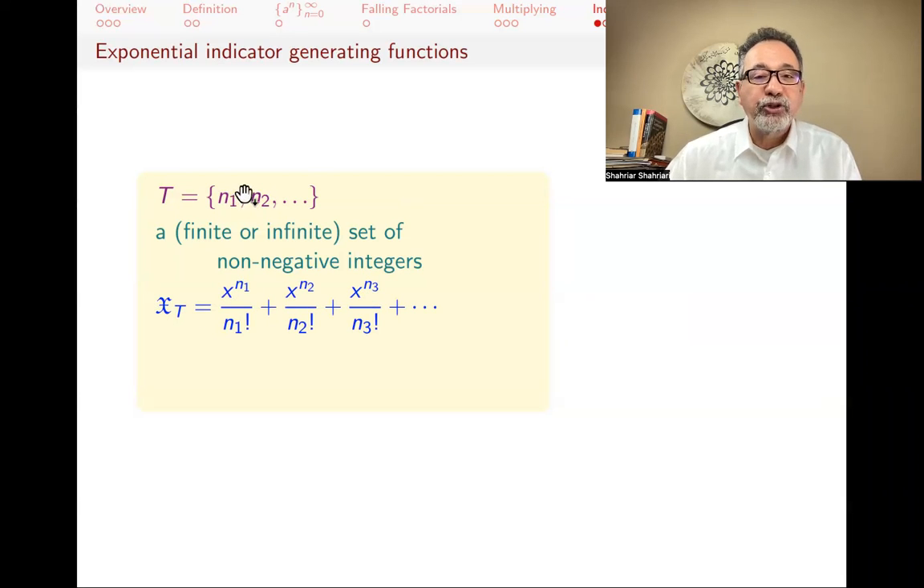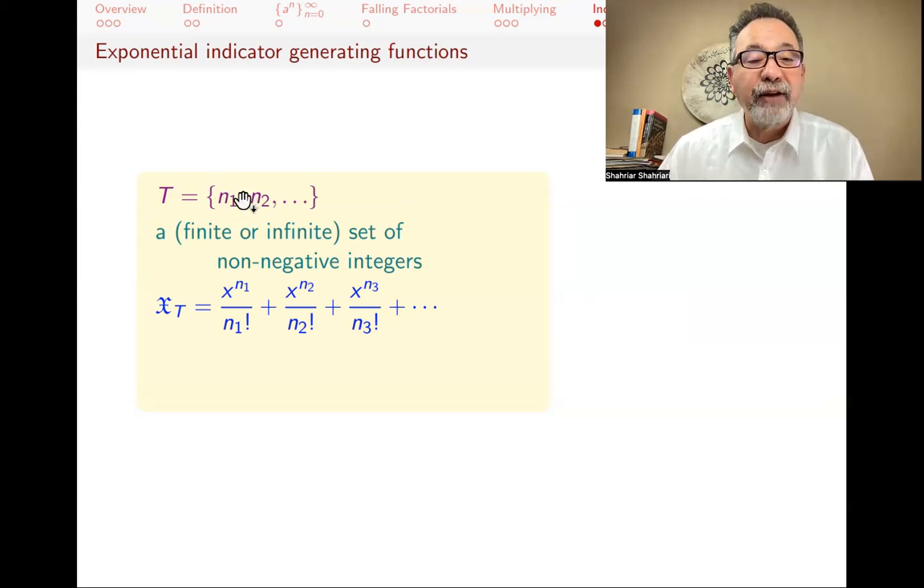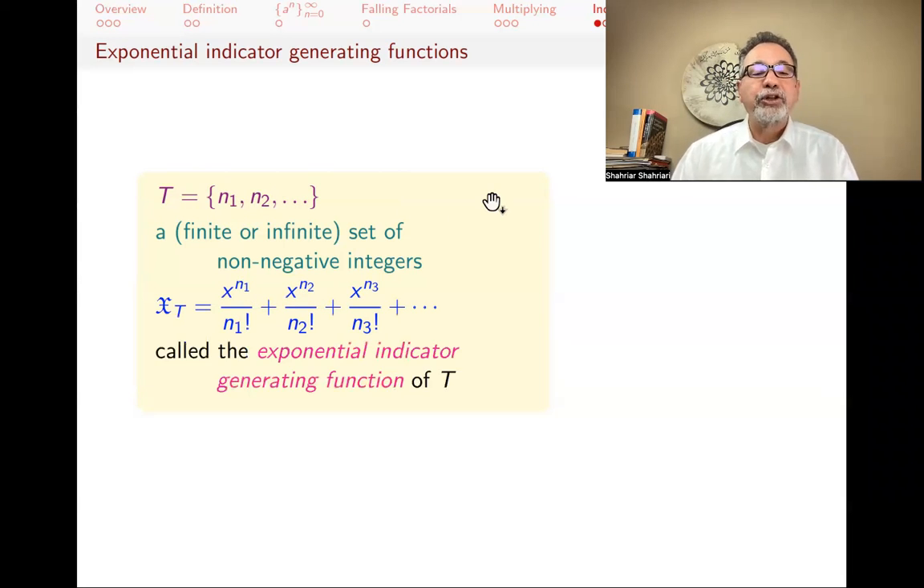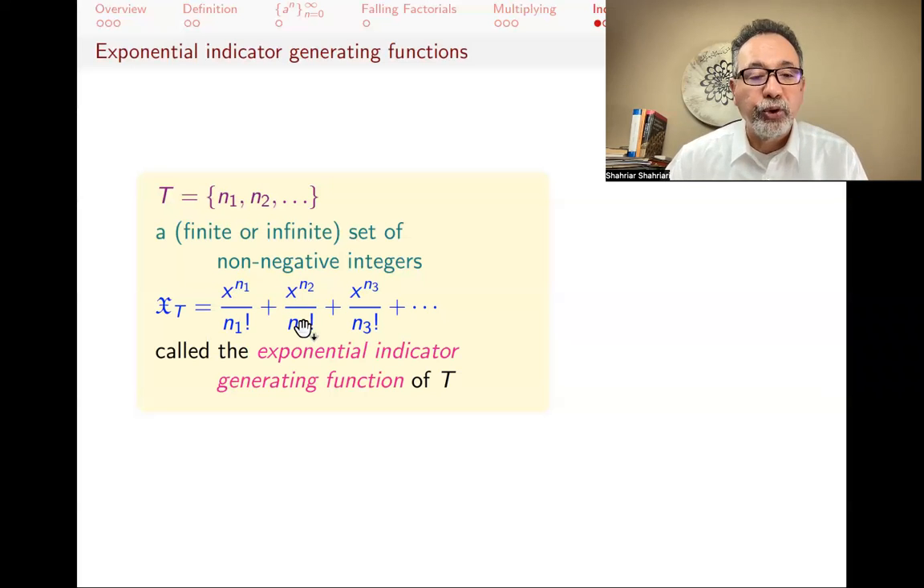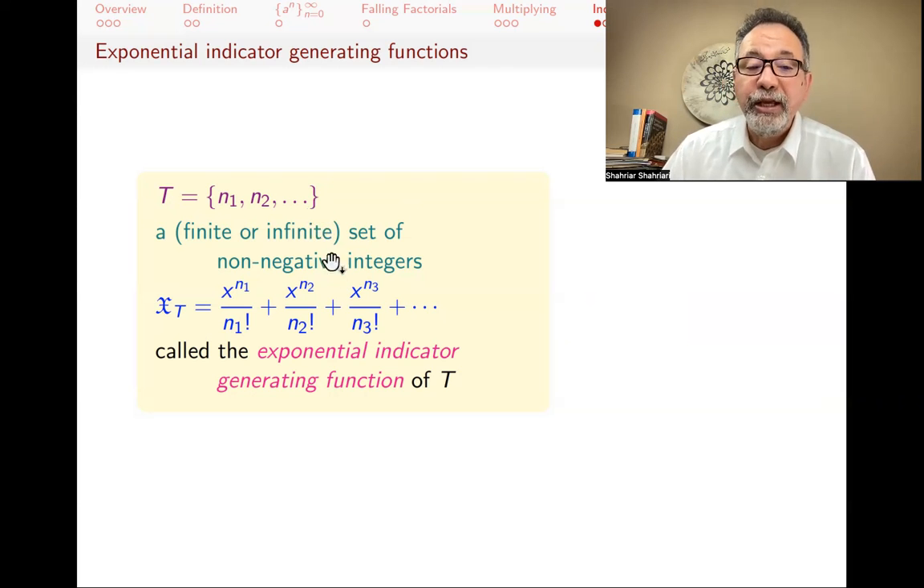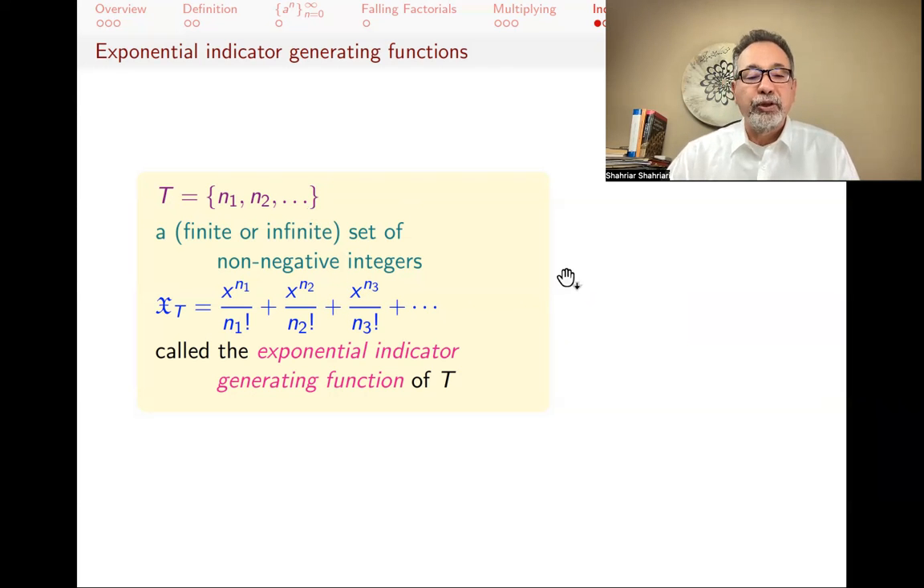I mean, you can't have an exponential generating function of a set. It's not of the sequence. But the way you make this is you only keep the terms where the exponents come from that set, and this thing is called the exponential indicator generating function of that set. So if there's a 3 in here, you'll have an x cubed over 3 factorial. If there's a 47, you will have an x to the 47 over 47 factorial. If there's not a 23, then you will not have an x to the 23 term.